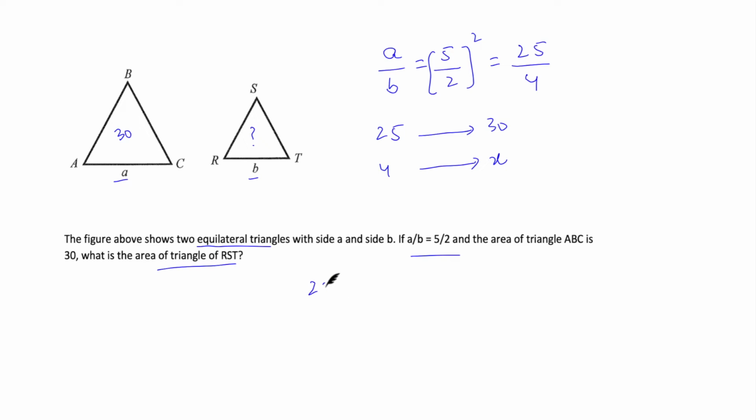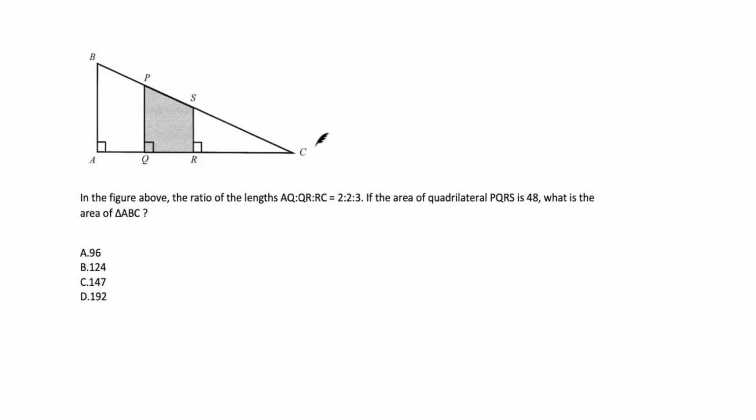We will get 25x equals 30 into 4. You know the drill. Please do not multiply. X equals 30 into 4 divided by 25. So this is basically 6. This is 5. We are left with 6 into 4. 24 divided by 5, which is 4.8. This is our answer. Let's have a look at another interesting question.